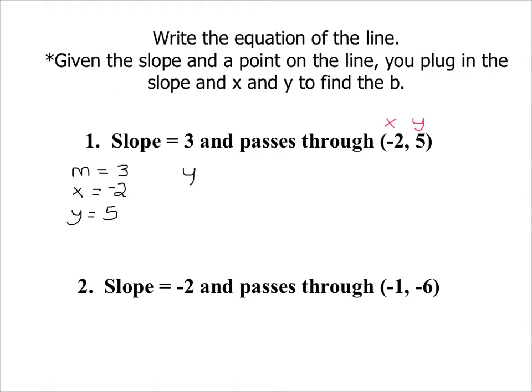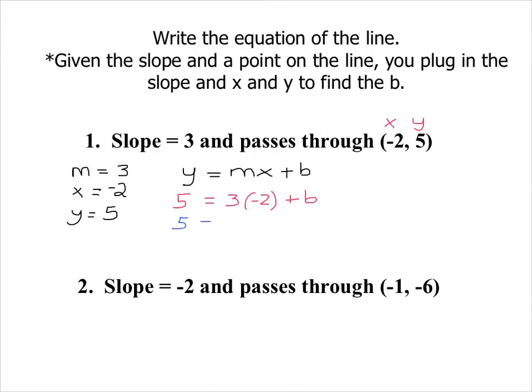And now all we have to do is take those variables and plug them into the equation y equals mx plus b. So my 5 is now the y, m is 3, x is -2, and we do not know b because we're solving for b. So I'm going to go ahead and solve.